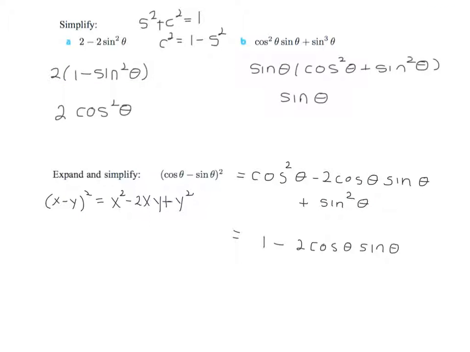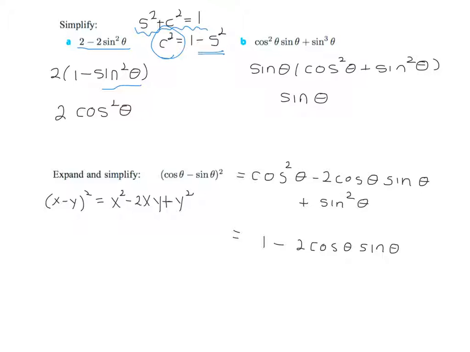Simplify. We're given in the previous slide sine squared plus cosine squared is equal to 1. So if we solve for cosine squared, we have 1 minus sine squared. So first, A, 2 minus 2 sine squared theta. First, factor out what's in common between these two binomials, 2. Then you're left with 1 minus sine squared theta. But 1 minus sine squared of theta is equal to cosine squared theta. So the answer will be 2 cosine squared theta.